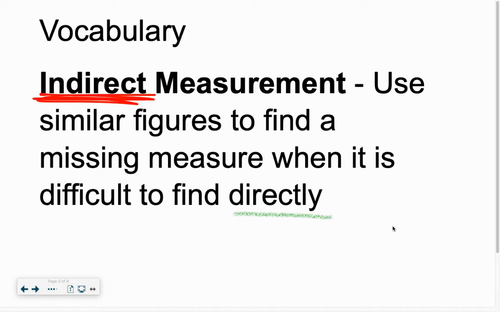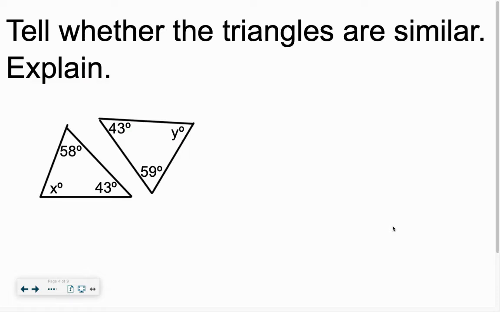Many times it's very difficult or impossible to measure with a tape measure how tall that building or the tree is. So we can't measure it directly, but we can use indirect measurement, where we'll be using similar figures to find missing measures. Before we get to that, a lot of the lesson deals with just telling if the triangles are similar. That means our corresponding angles need to be congruent. It'd be nice if they told us all three of them in each triangle.